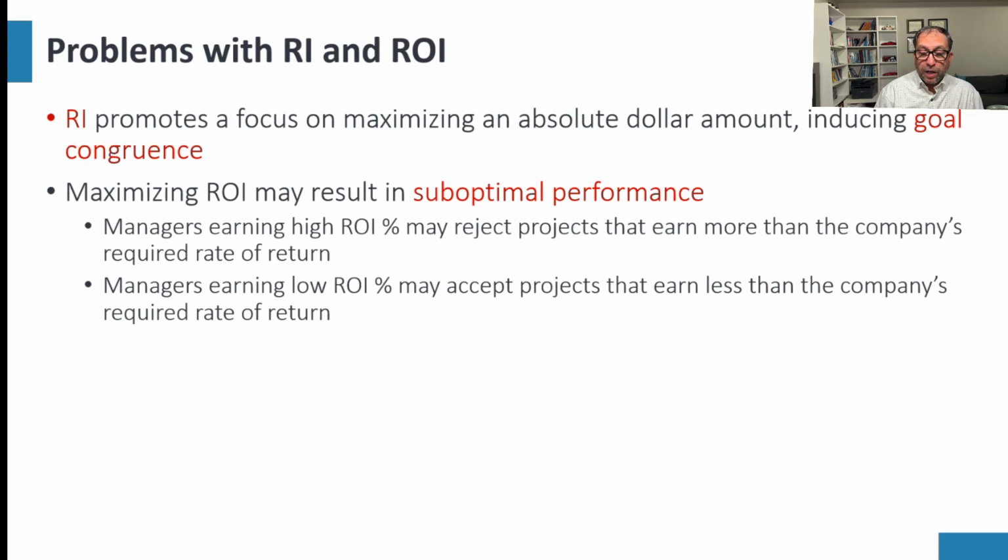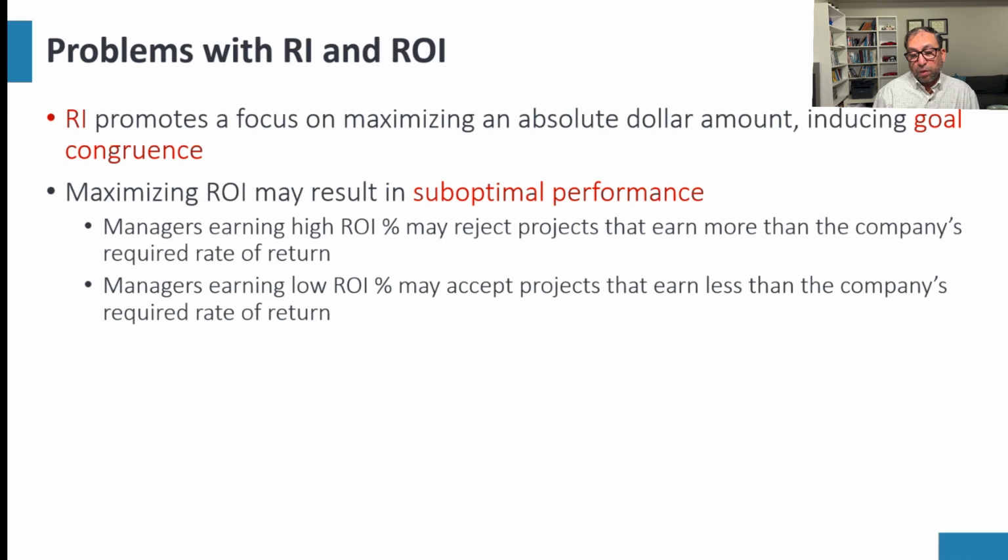The problem with RI and ROI is hindsight in this calculation, or based on these measures of performance. RI promotes a focus on maximizing an absolute dollar amount, including goal congruence. Maximizing ROI may result in suboptimal performance. Why is it happening like this? Managers earning high ROI may reject projects that earn more than the company's required rate of return.